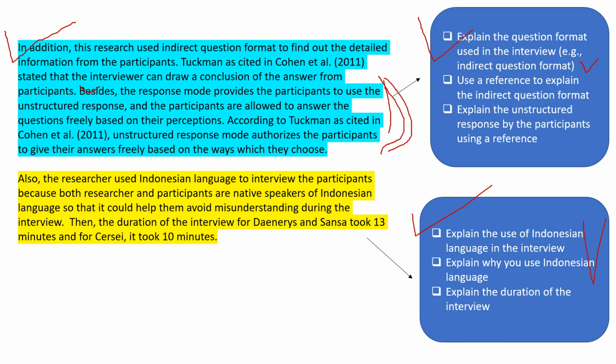Example. Okay. Also, the researcher used Indonesian language to interview the participants because both researcher and participants are native speakers of Indonesian language, so that it could help them avoid misunderstanding during the interview. Okay. Jadi ini alasan menggunakan bahasa Indonesia karena peneliti tersebut adalah orang Indonesia, native speaker, dan yang diteliti juga orang Indonesia. Oke, jadi menggunakan bahasa Indonesia adalah untuk menghindari misunderstanding.